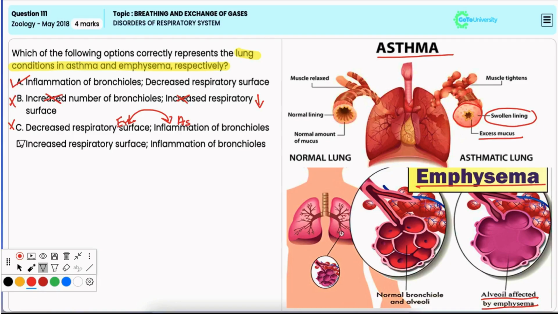This is also incorrect because in emphysema there is decrease in respiratory surface due to alveolar damage, and in asthma there is inflammation of the bronchioles, which is correct for asthma but incorrect for emphysema in this option.